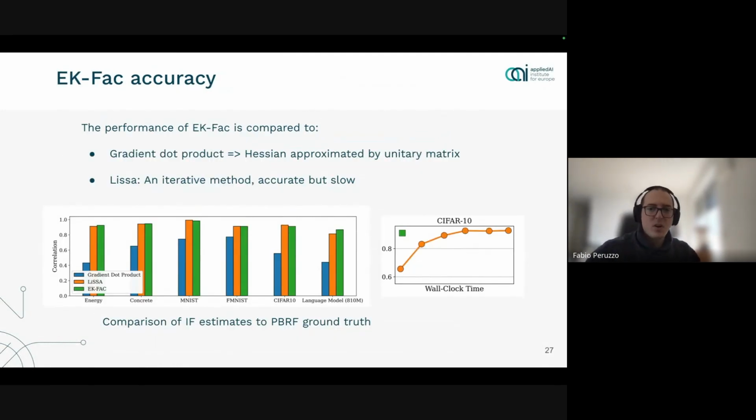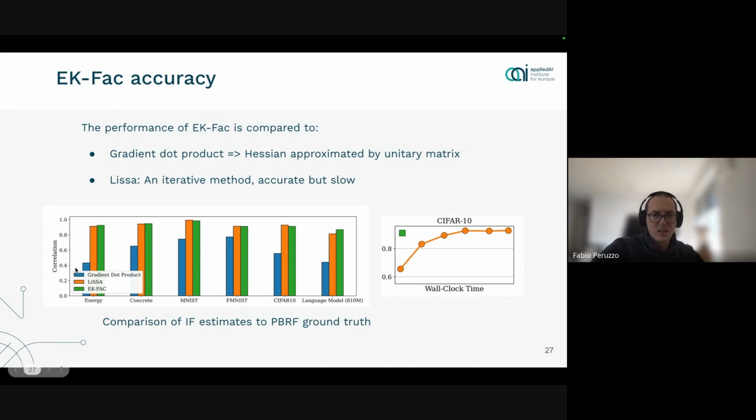The results that they show are these. In the plots below, EKFAC is the green one, and the correlation is with respect to the ground truth, so the proximal Bregman response function values. The correlation is always very good, always above 0.8, and especially when you compare it to LISA, which is this famous method to quantify the inverse of the Hessian, it's as good. The problem with LISA is that it's very slow, right? You can see the plot on the right. The wall clock time for LISA is 10 times that of EKFAC. So in other words, EKFAC gives you the same accuracy at a tenth of the computational cost.